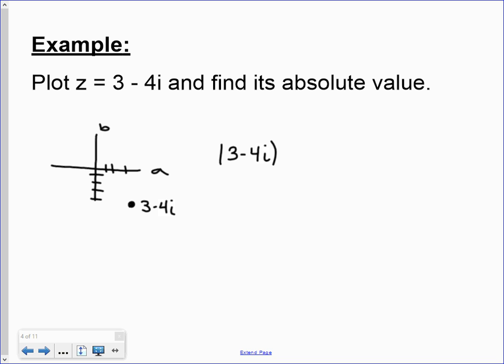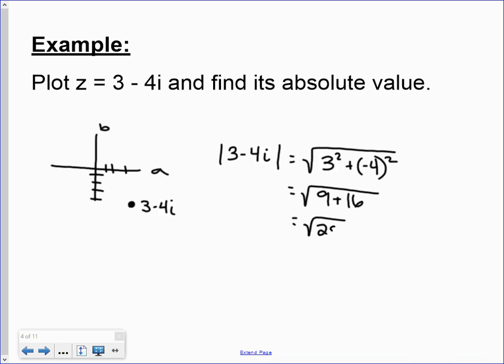So the absolute value of 3 minus 4i is the square root of 3 squared plus -4 squared. Notice I'm not including the i. So you're going to get the square root of 9 plus 16. Square root of 25 is 5. Of course, not always will it come out to a perfect square. So if it's not a perfect square underneath the radical, go ahead and simplify that radical. And then you're done. Any questions about graphing or absolute value for complex numbers?